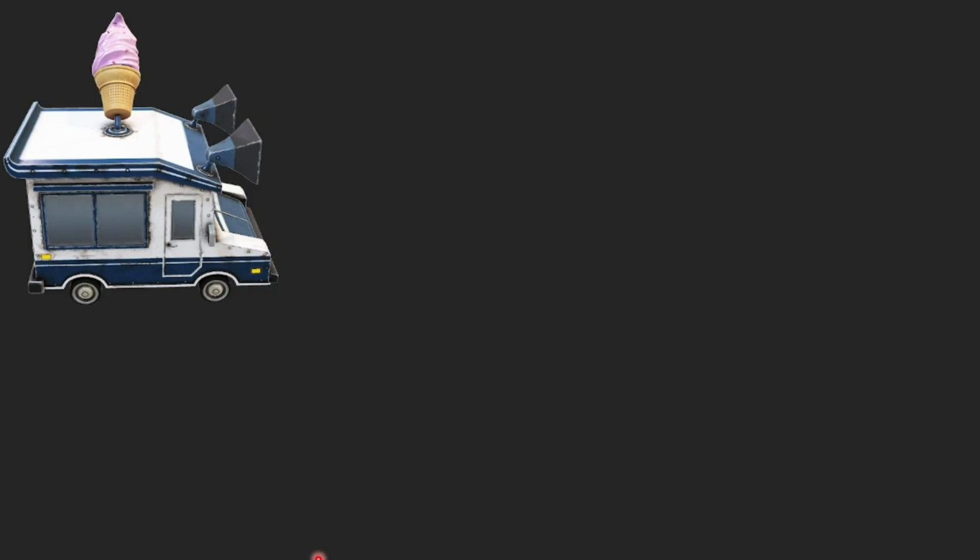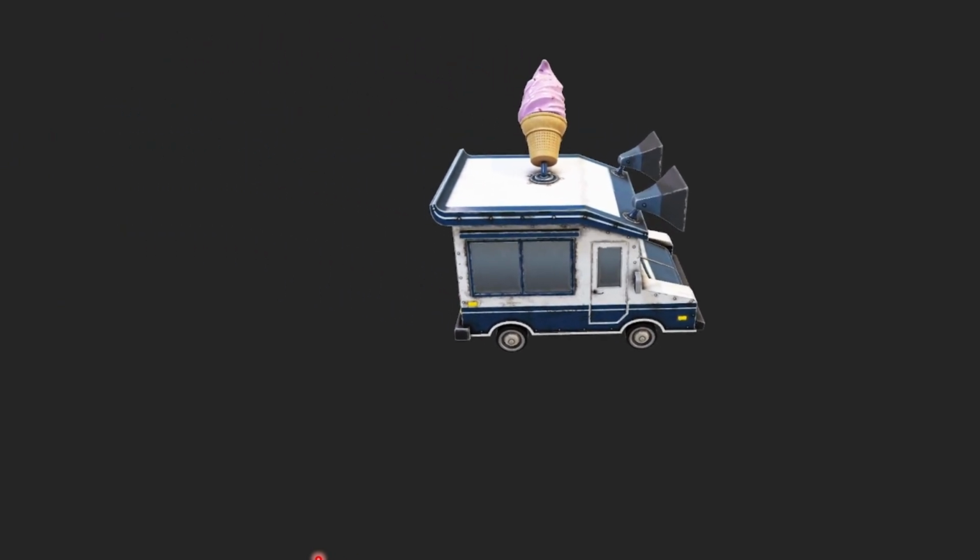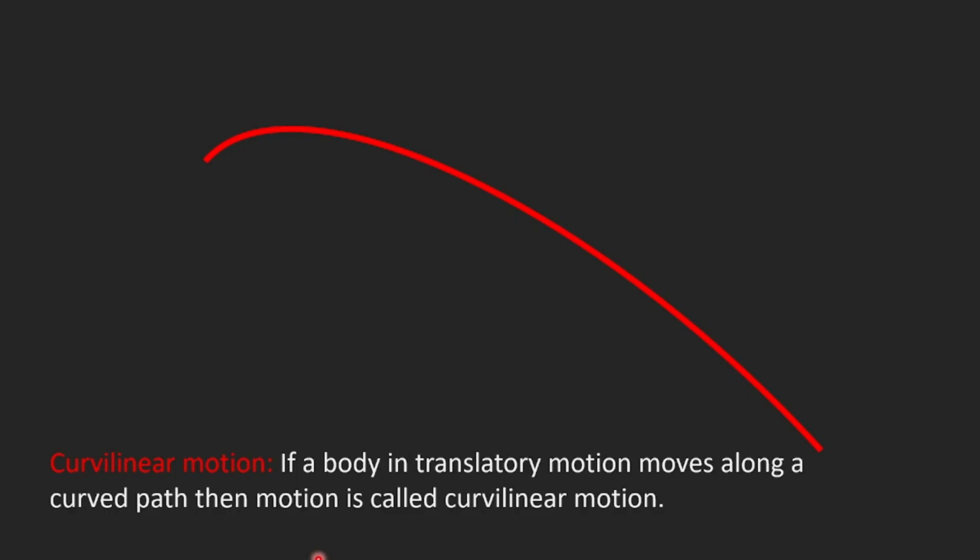Now see this van, and it is moving right and turning and going in another direction. So the path of the van is a curved path. So, curvilinear motion. What is curvilinear motion? If a body in translatory motion moves along a curved path, then the motion is called curvilinear motion. So in translatory motion there are two types. One is rectilinear motion, another one is curvilinear motion.